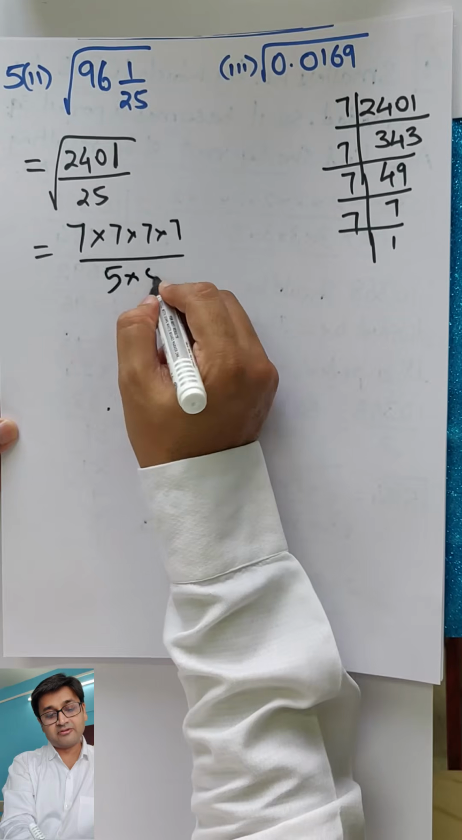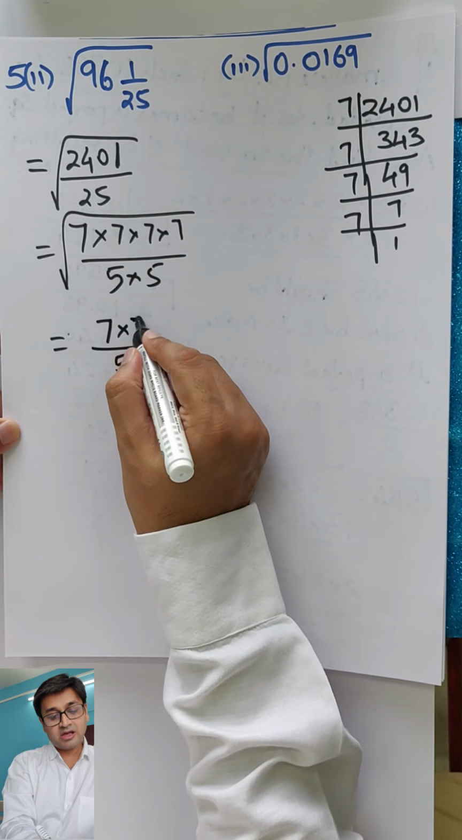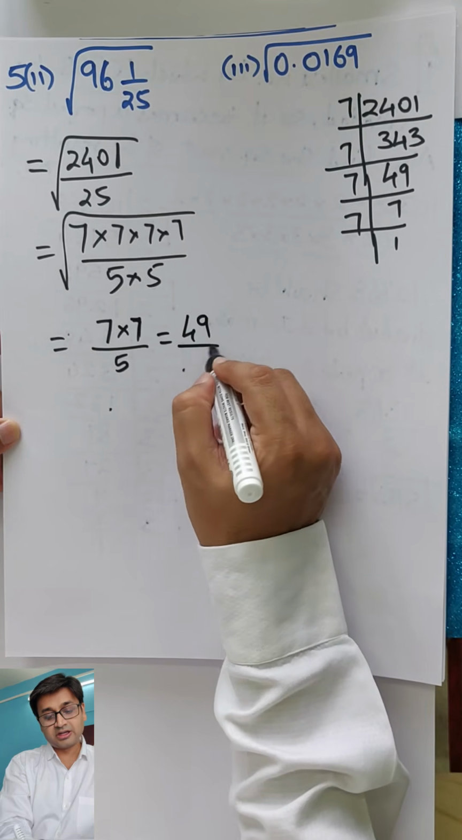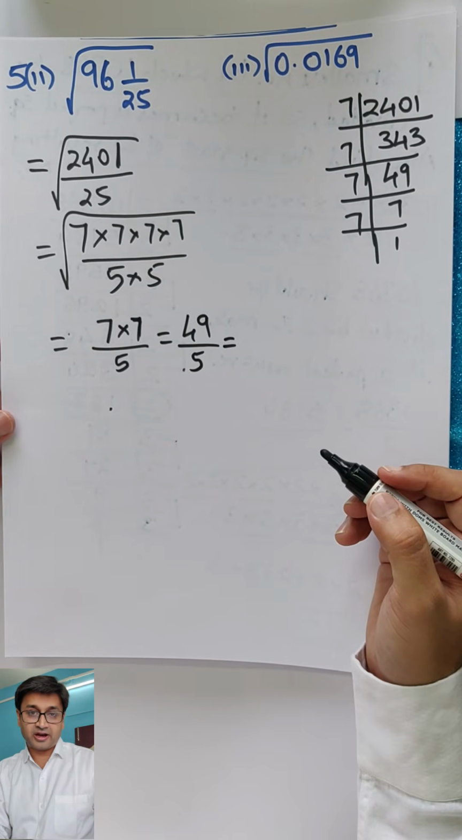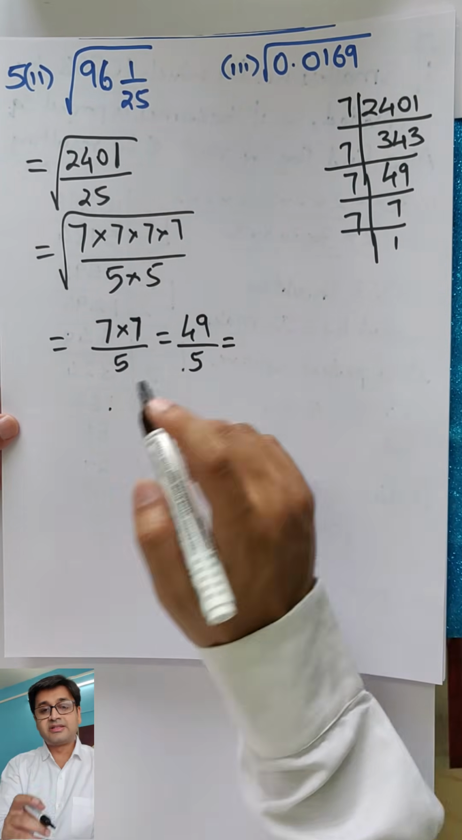And 25 is 5 into 5 under the root. So I'll get 7 into 7 by 5 after taking the square root, that is 49 by 5. Write it as a mixed fraction in the end. Always give your answer in mixed fraction wherever possible. Otherwise they will deduct your marks.